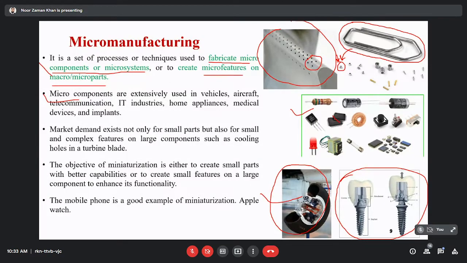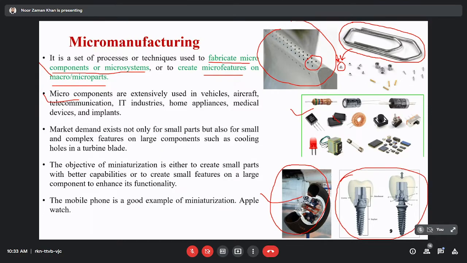So what is the objective of miniaturization? The objective of miniaturization is either to create small parts with better capabilities or to create small features on a large component to enhance its functionality.